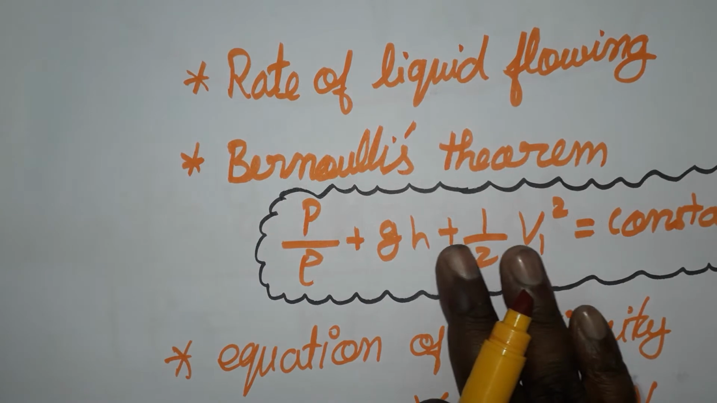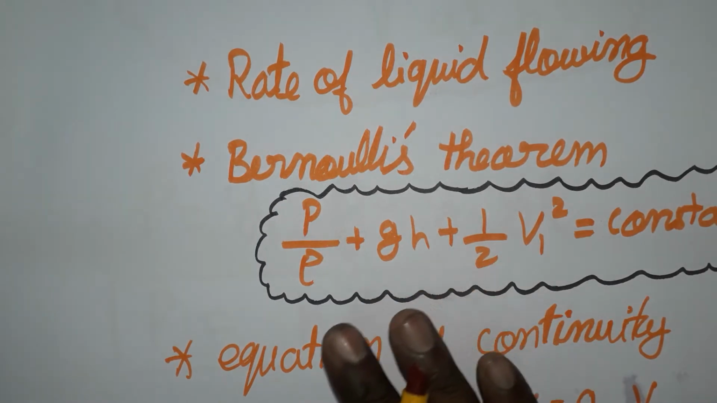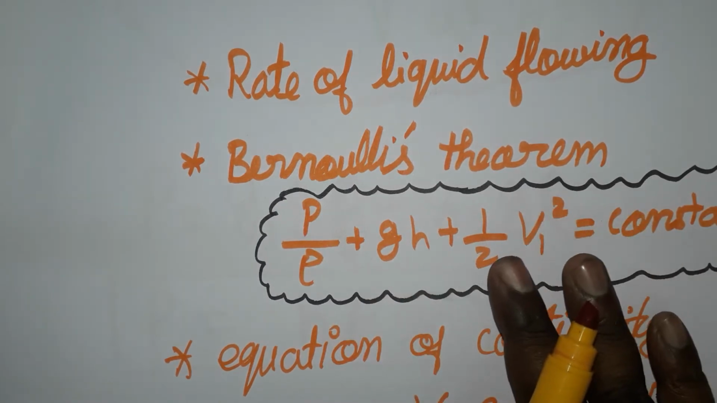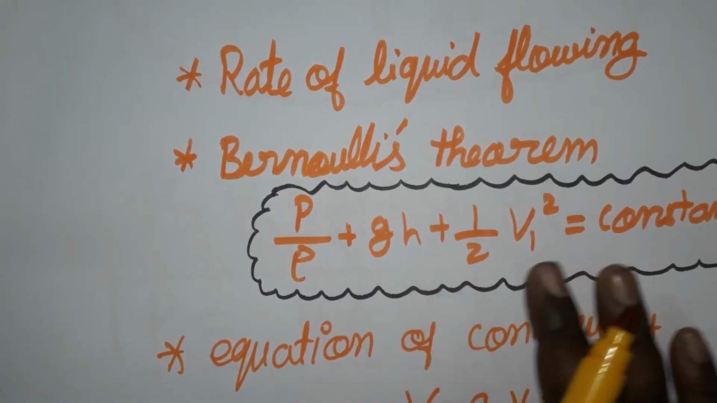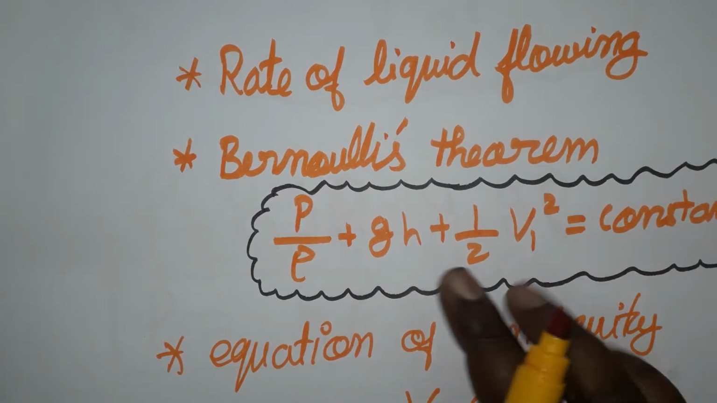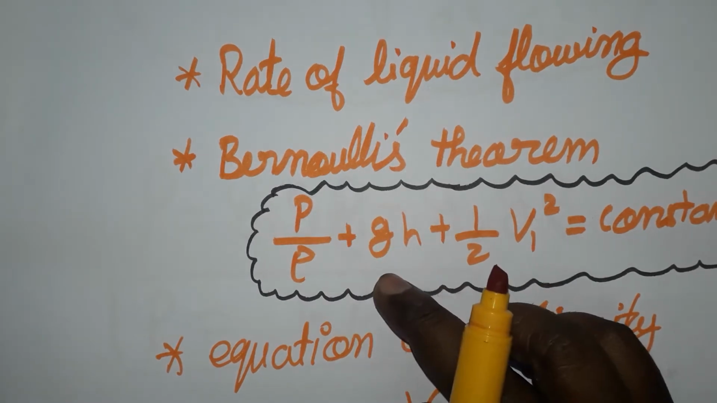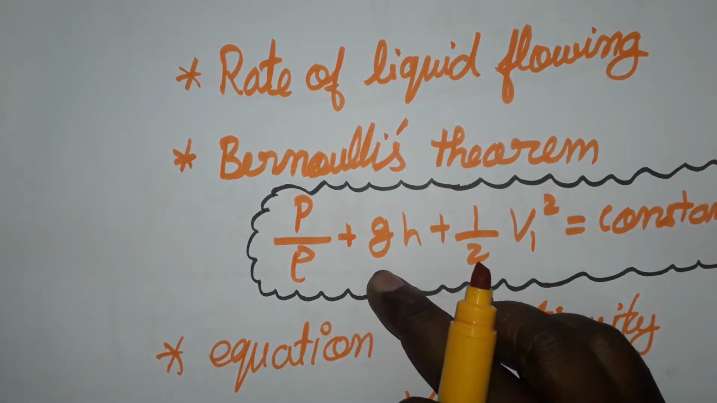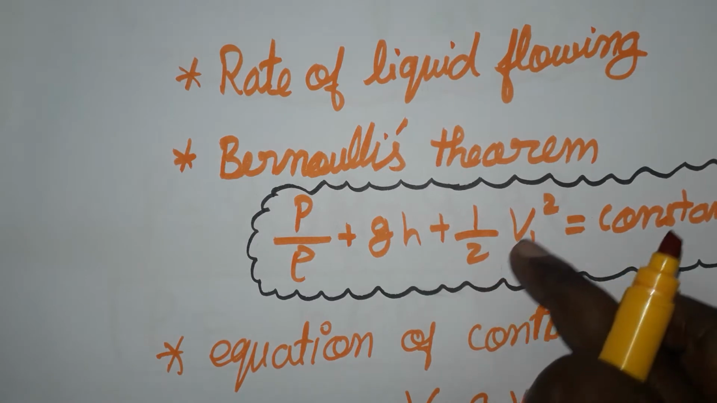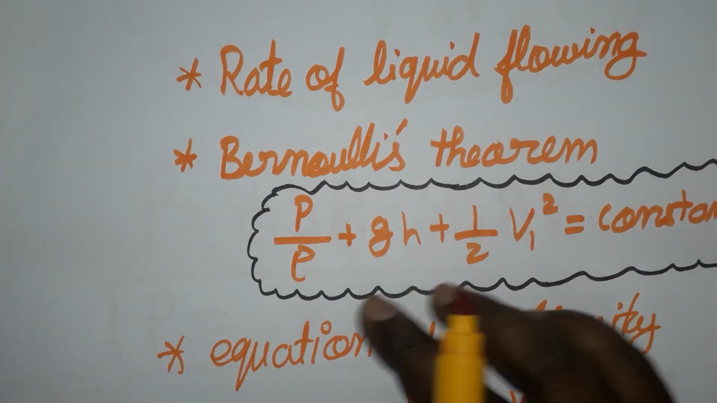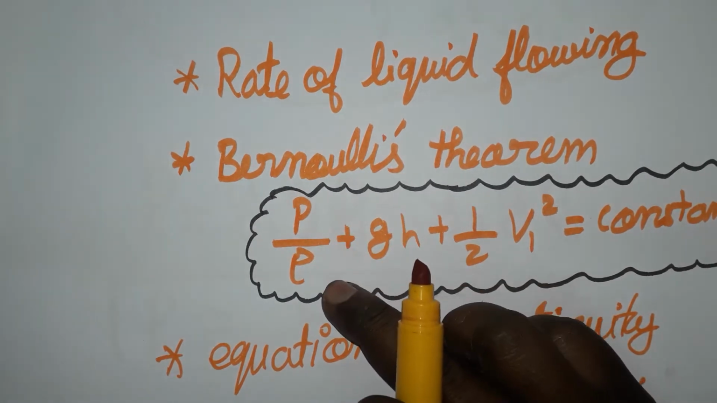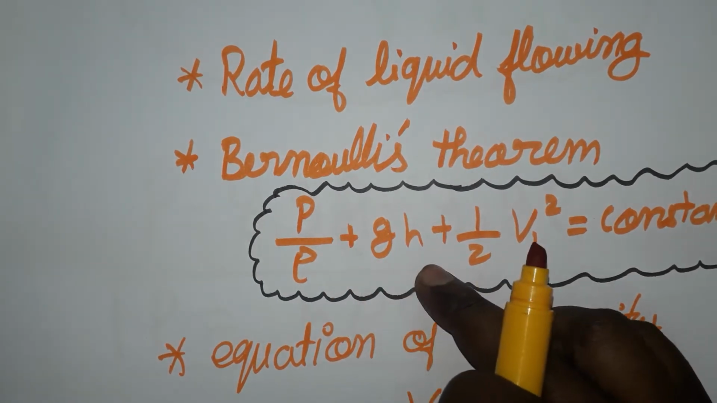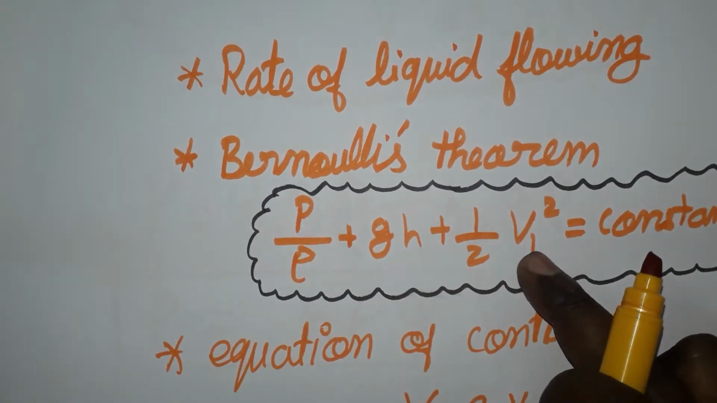For Bernoulli's theorem, I gave a brief explanation in another video about what Bernoulli's theorem is and how the energy is going to be constant. This is the equation we learned from Bernoulli's theorem: P by rho plus gravity into height plus half times velocity squared is equal to constant. P is pressure, rho is density, G is gravity, H is the height, V is the velocity of the liquid flowing.